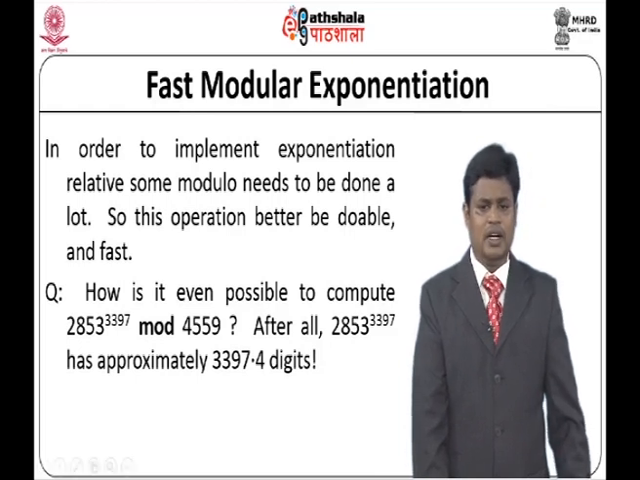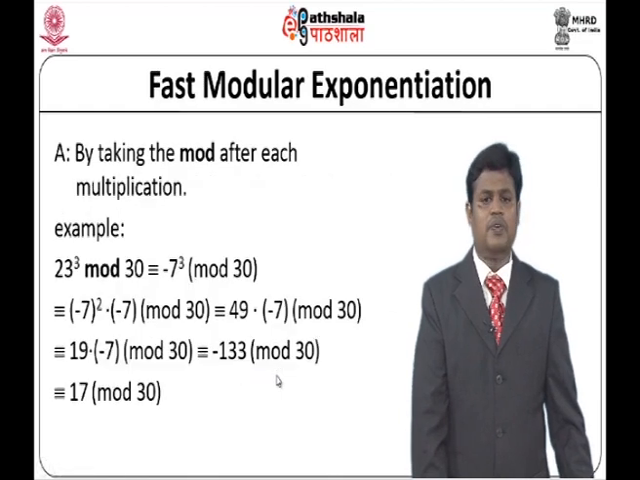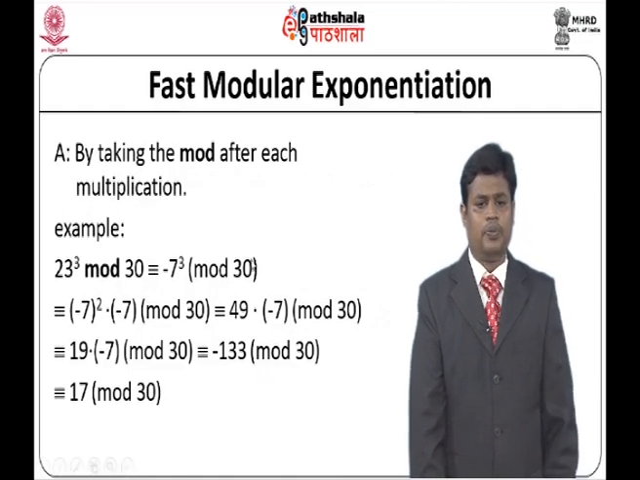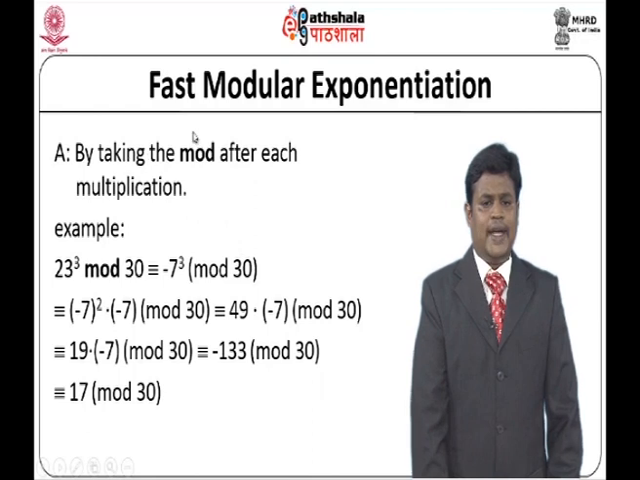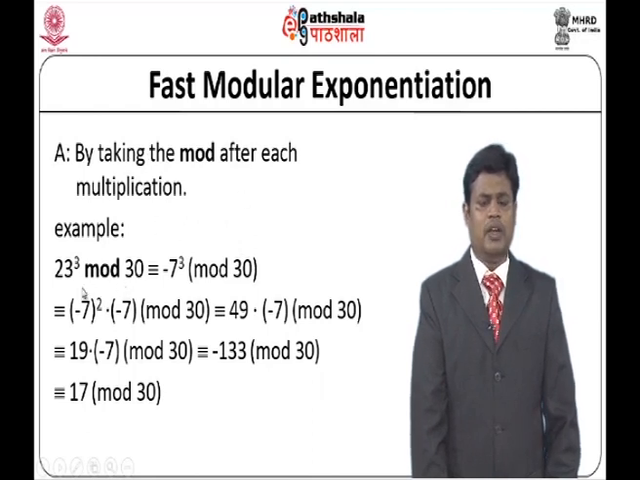Now we can see that if I take this exponentiation, it is going to be approximately 3397.4 digits, which is very difficult for a computer to perform. So by taking mod after each multiplication, it is going to be made much easier. So let us see how we can solve the modular exponentiation value.